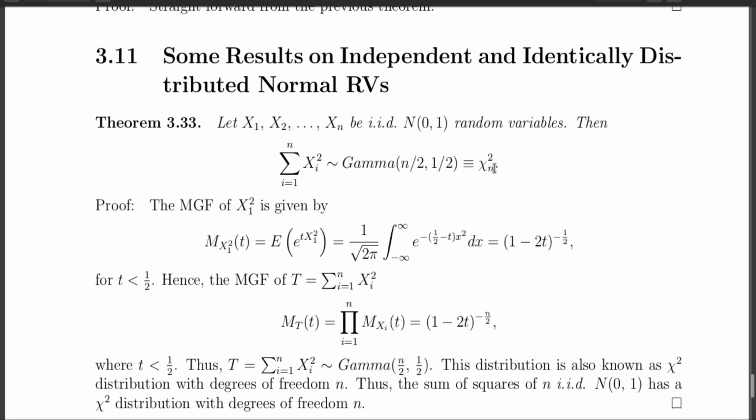Now, what is this distribution? The gamma distribution with parameter n by 2 and half is given another name, which is called the chi-square distribution.